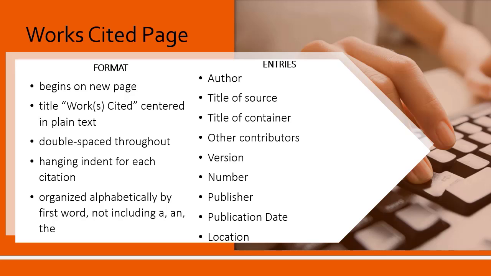The basic elements of every entry should include the author or authors, the title of the source, such as an article or a book, the title of the container, such as a journal, other contributors such as editors, version and number, often for journals, the name of the publisher, the publication date, and a location, which could be a URL or a city or page numbers. These entries will vary based on the source. You don't necessarily have to memorize all of this, just know that these are the basic elements.